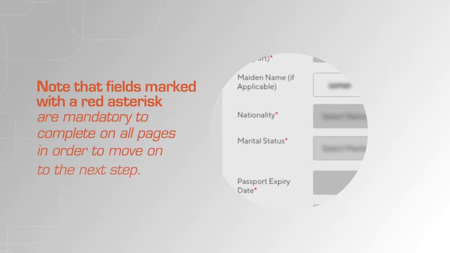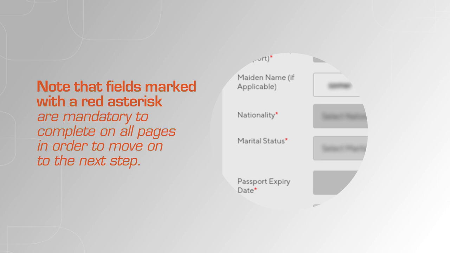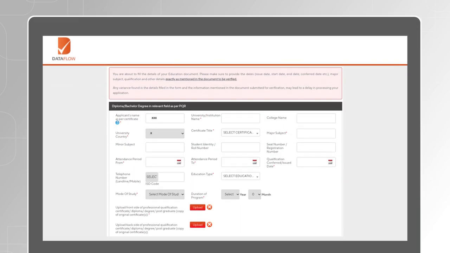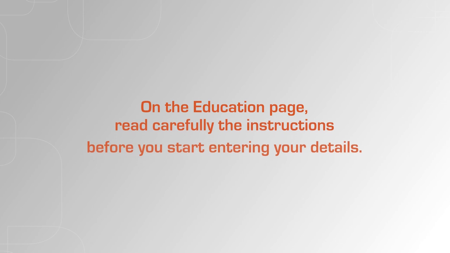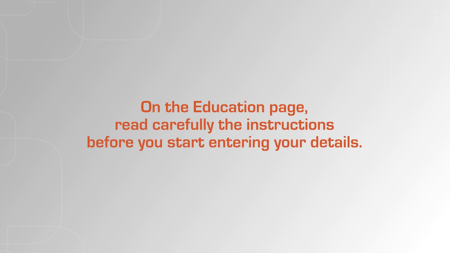Note that fields marked with a red asterisk are mandatory to complete on all pages in order to move on to the next step. Fill in the details of the documents for each section relevant to the profession that you are applying for. On the education page, read carefully the instructions before you start entering your details.